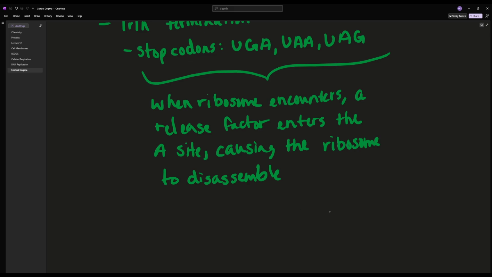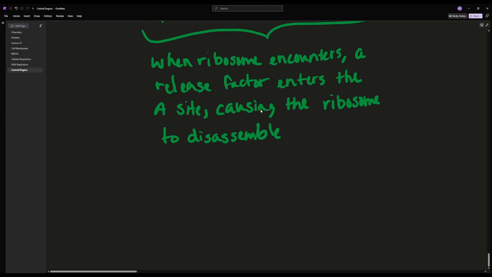So, importantly, these codons do not code for an amino acid. So when we're writing our amino acid sequence, we should not include a stop at the end because these do not encode for an amino acid. All right?